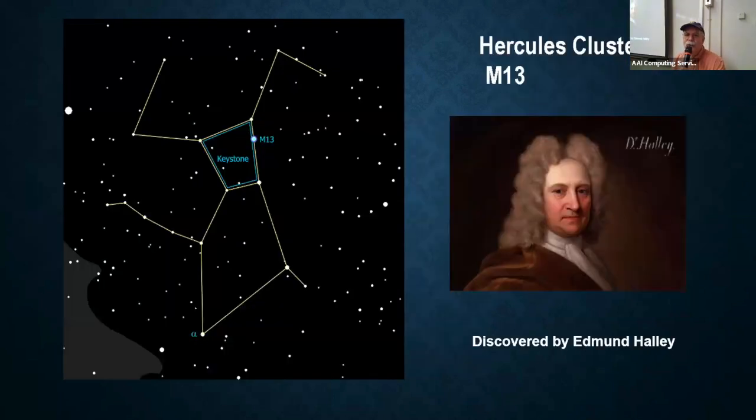Here's a closer up picture of Hercules. And this object called M13, Messier labeled it, but he didn't discover it. It was discovered by Edmund Halley, who you know because of the comet that's named after him. Of course, Halley's comet occurred many times before Halley, and the earliest record that I know of is actually from 1066.